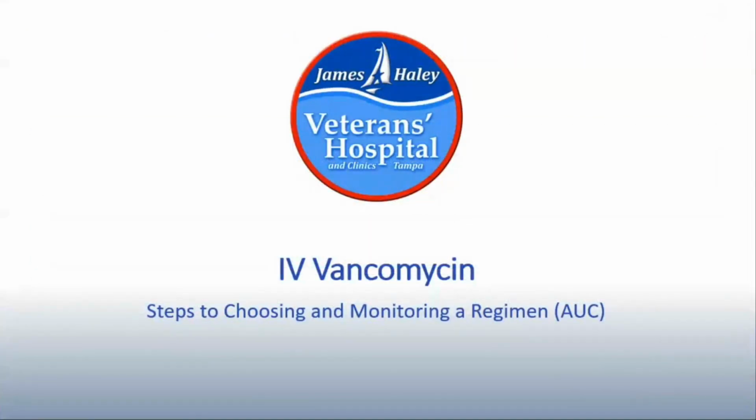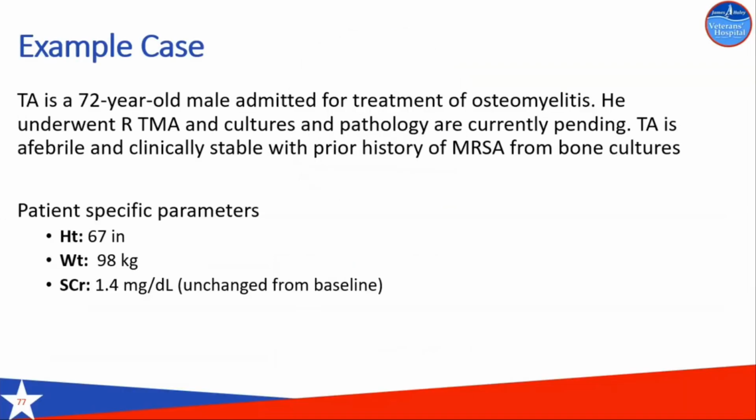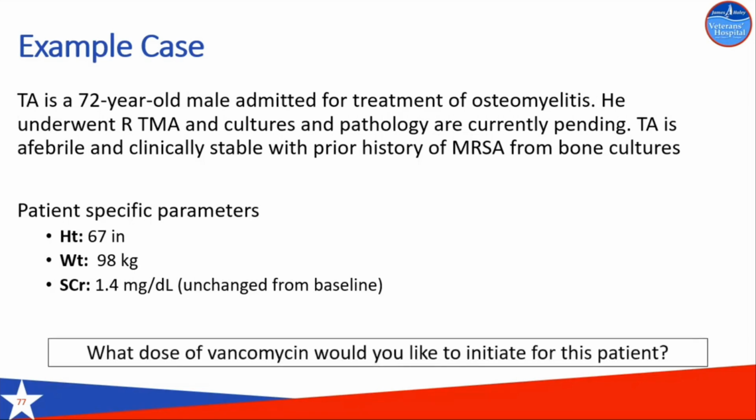So we'll go through one case together. So we have TA, who's a 72-year-old male admitted for treatment of osteo. He underwent a right TMA, cultures and path are pending. He's afebrile and stable, but he does have a prior history of MRSA from bone cultures. So I have his height and weight and serum creatinine up on the screen there. So what dose of Vanco would you want to use for this patient?